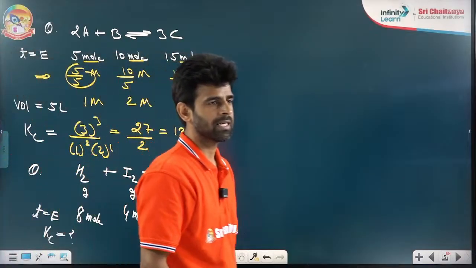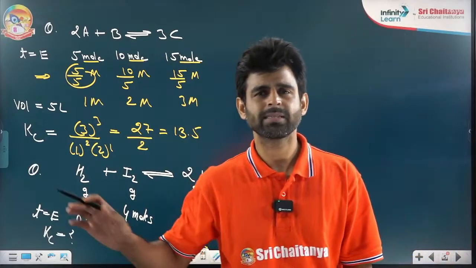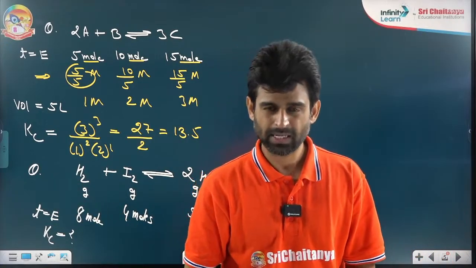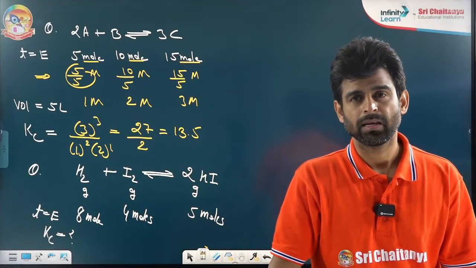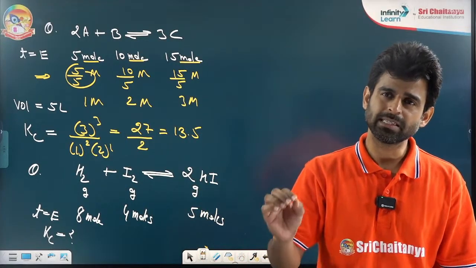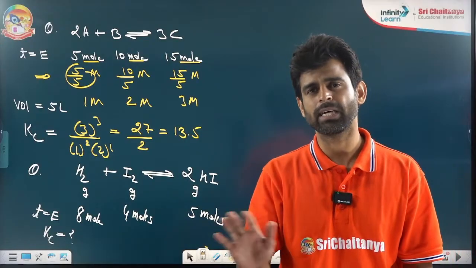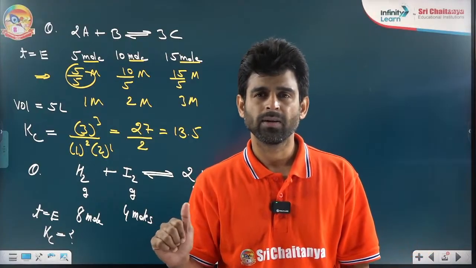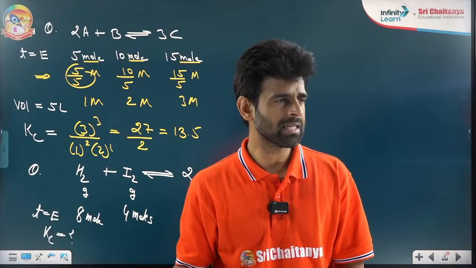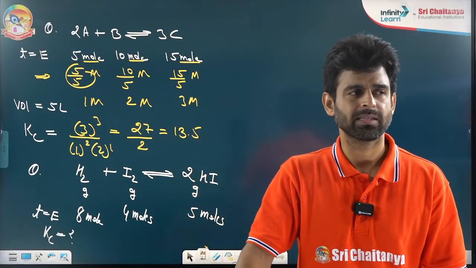Now one question comes to our mind. First think about it. In this question, do we need volume? In the Kc expression, it is very sure that I have to put the concentration of HI, H2 and I2. But here they have not given the volume. Without volume, beta, can we find the answer?